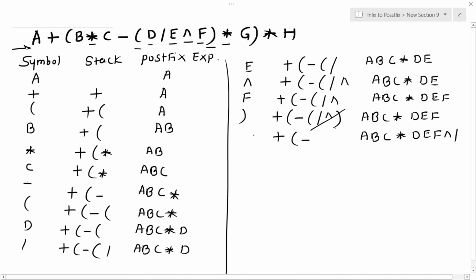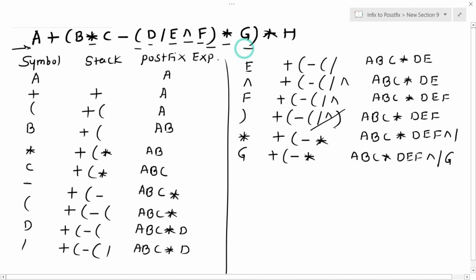The next symbol we are going to scan is multiplication. Okay, so multiplication goes here. Multiplication has higher priority than minus, so both can stay together in the stack. The next symbol is G. G directly goes into the postfix expression. So here ABC multiplication DEF exponential division G. Here we have plus, left parenthesis, minus, and multiplication.